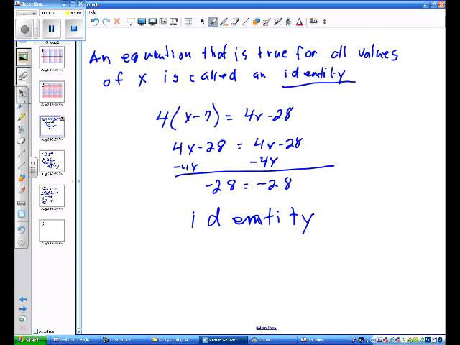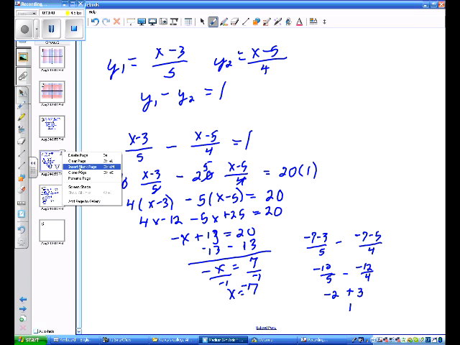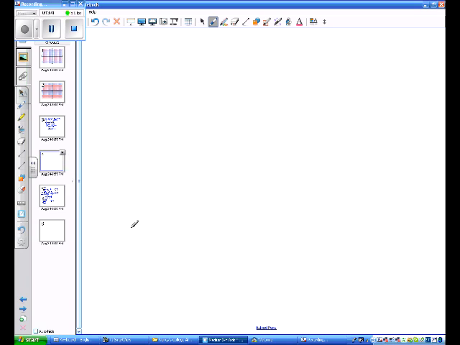Now, if we look at another problem, we have what we call a conditional equation.